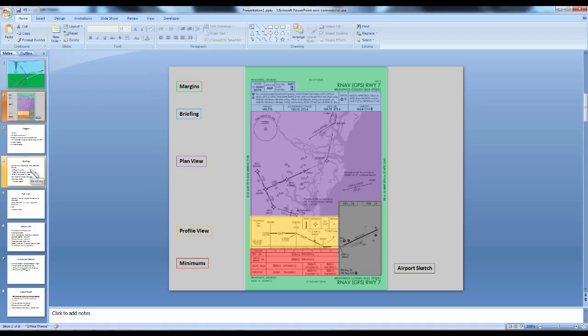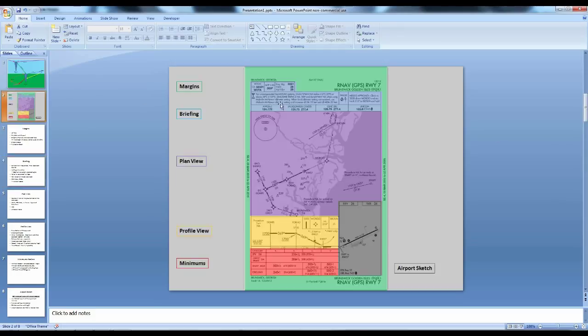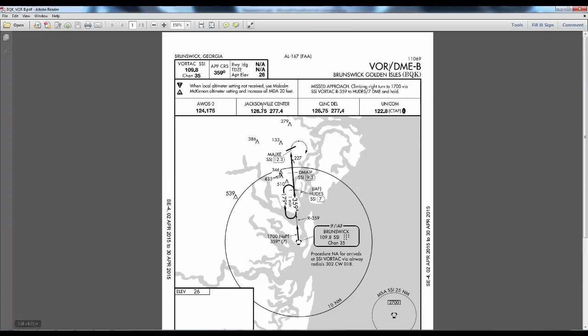Next one we have is the briefing section, highlighted here in blue. What's the briefing section contain? It contains nav-aid frequencies and final approach course, right here. No nav-aid frequencies for this approach because it's an RNAV, but if we look back to that VORB, we can see it does contain a nav-aid frequency. The SSI VOR-TAC is on 109.8, channel 35. Final approach course is 359.